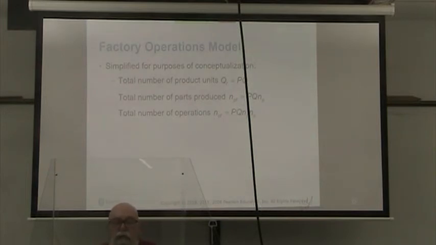So when we get to our factory operations model, our total number of products, QF, is going to be equal to the number of parts times the number of products that those parts go into. Our number of parts produced, NPF, is going to equal the products times the quantity times the number of parts per product, and then the total number of operations, OF, equals our products times the quantity for products times the number of parts times the number of operations.